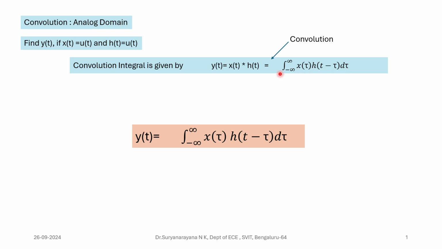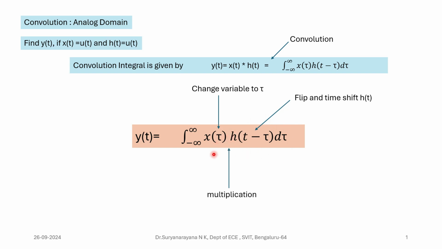When we analyze this expression, it indicates that the convoluted output y of t involves four steps. The first one is changing time t to the tau base, and then we have to flip and time shift h of t. Then we have to multiply both on overlapping, and then we have to sum.